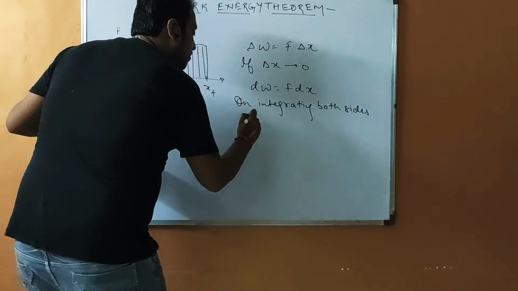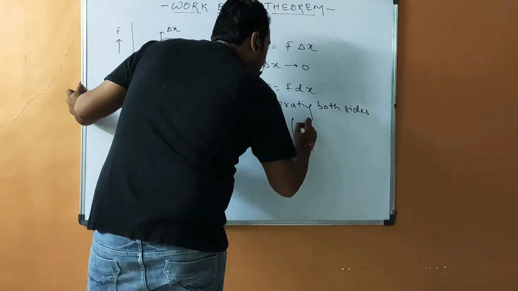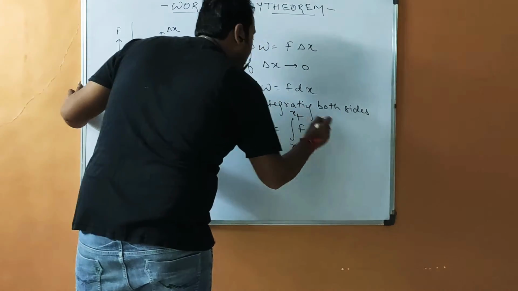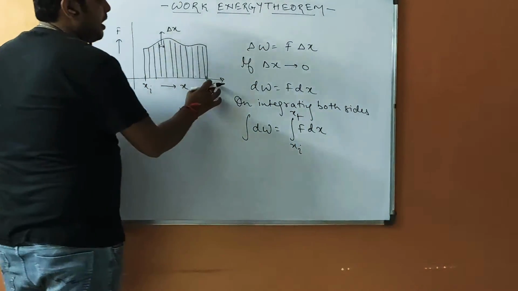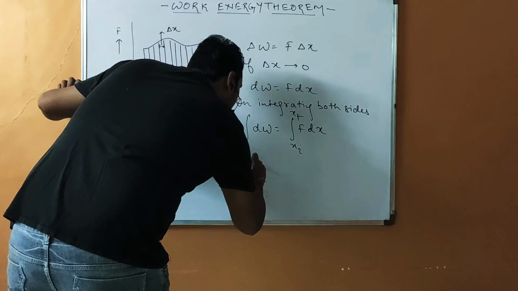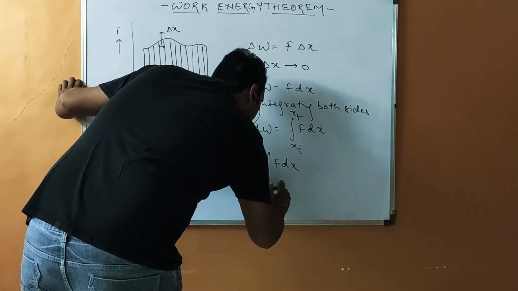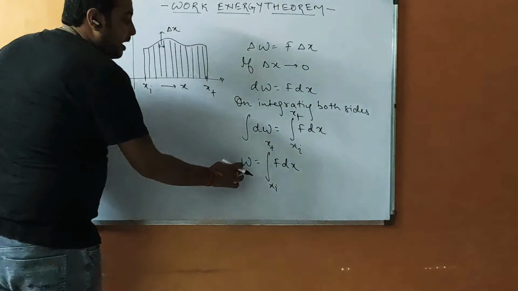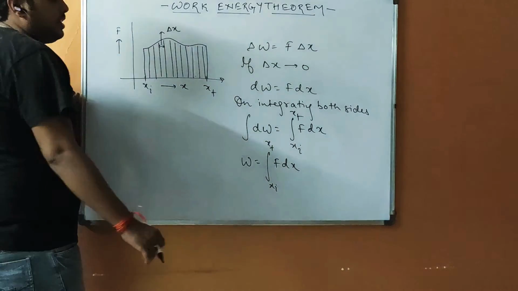On integrating both sides, what will we get? Integration of dW will be integration of F dx, from where to where? From xi to xf. The lower limit will be xi, the initial position, and the upper limit will be xf. And what will be the integration of dW? W is equal to the integration of F dx from xi to xf. Understood? W is equal to the integration from xi to xf of F dx.